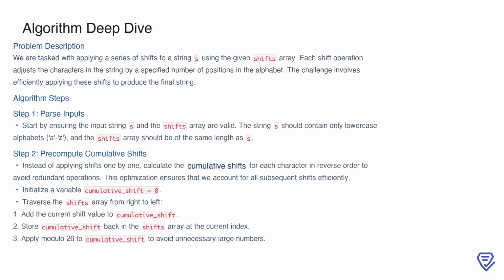Instead of applying the shifts directly, which could lead to redundant computations, we pre-compute the cumulative shifts. By traversing the shifts array in reverse order, we can accumulate the shifts progressively. This is tracked using a variable called cumulative_shift, which is updated at each step by adding the current shift value. To keep numbers manageable, we apply modulo 26 to the cumulative shift at each step, ensuring it remains within the bounds of the alphabet. This pre-computation step significantly speeds up the process of applying the shifts later on by consolidating the necessary adjustments for each character ahead of time.